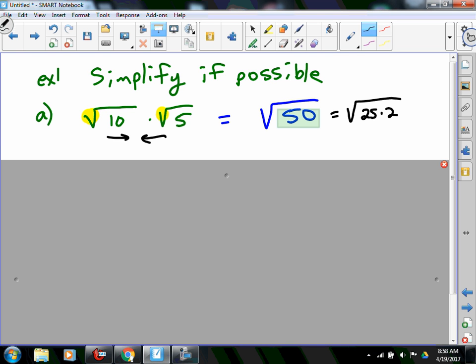Final answer would be 5. And what about 2? Just 2 like that? 2 is going to be rad 2, yeah. So 5 rad 2 would be the final answer there. And then that's it.